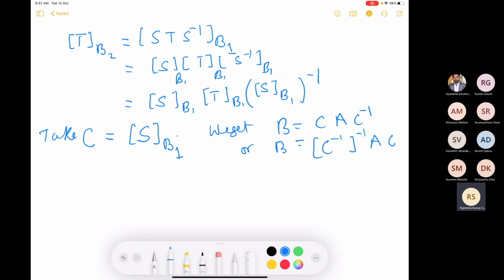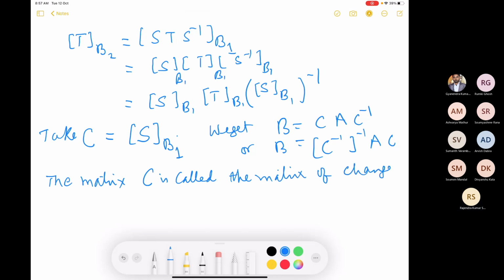Or B is equal to this. So this theorem therefore gives us the relationship between the matrices when we change the basis. And it is for this reason this matrix C is called the matrix of change of basis. And this is the matrix of the linear transformation S, which maps basis onto basis.